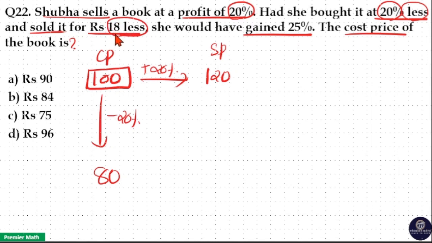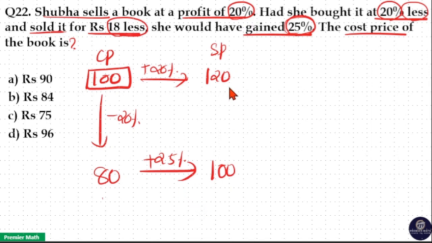This 18 is not in percentage format, so this is an original number. So don't subtract this original number 18 from this assumed price 120. Instead, take the 25% gain. That is, Harshi bought it at 20% less and sold it for rupees 18 less. She would have gained 25%. So here gain is equal to 25%. 10% of 80 is 8, 20% of 80 is 16, 25% of 80 is 16 plus 4, 20. So 25% profit on 80 means 80 plus 20, 100 is the new selling price.